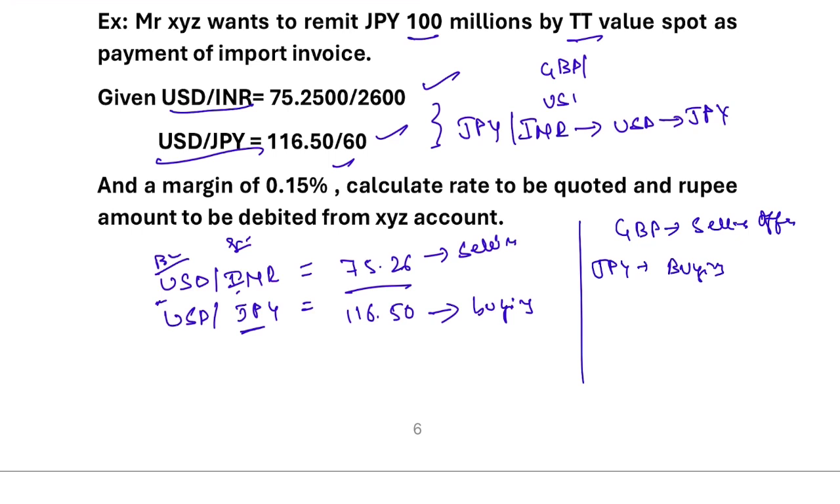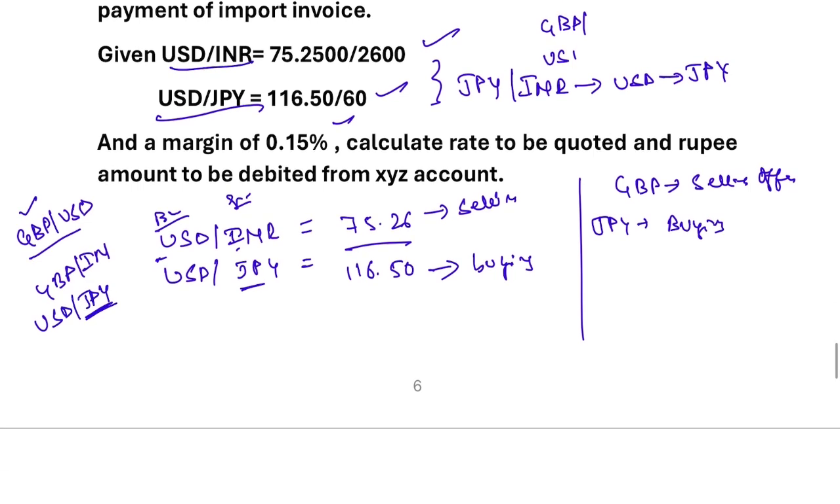Got it? Simple. Whenever our target currency, earlier we used it for GBP by INR, or he has given GBP by USD, there our target currency is on the numerator side, so we will consider the selling rate. Here he has given USD by Japanese yen, where our target currency is in the denominator side, so we will consider the buying rate. This is a blind thumb rule. Got it? So what will be our answer?